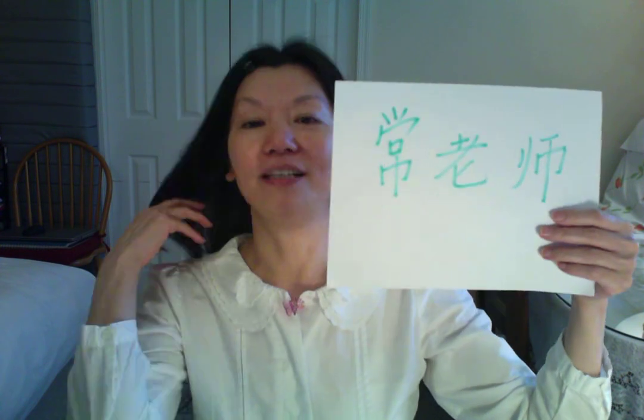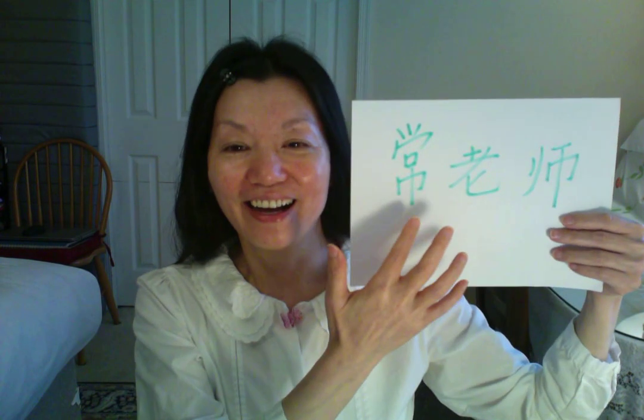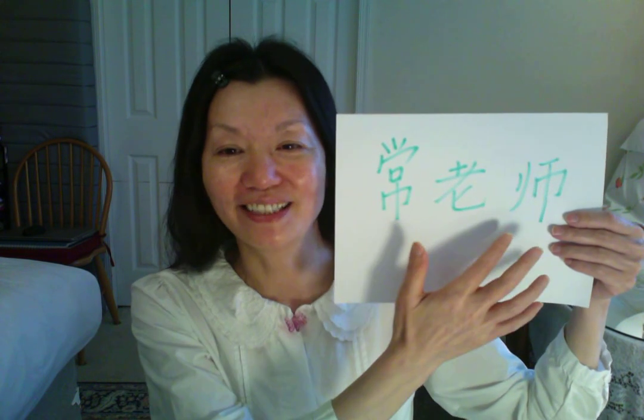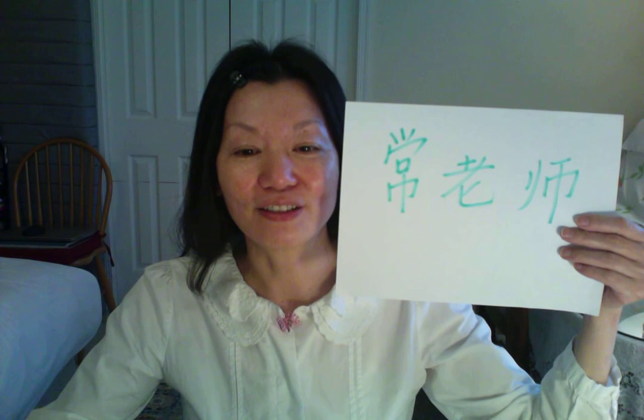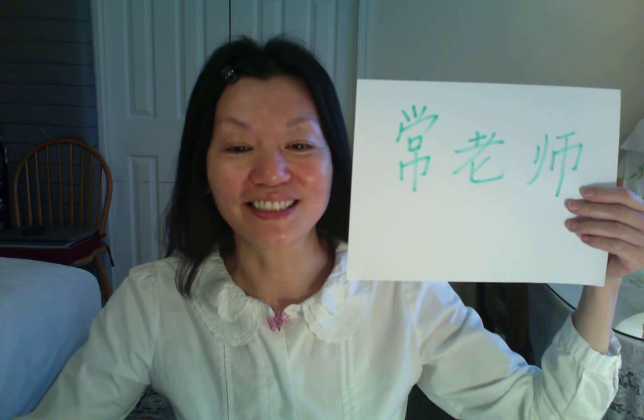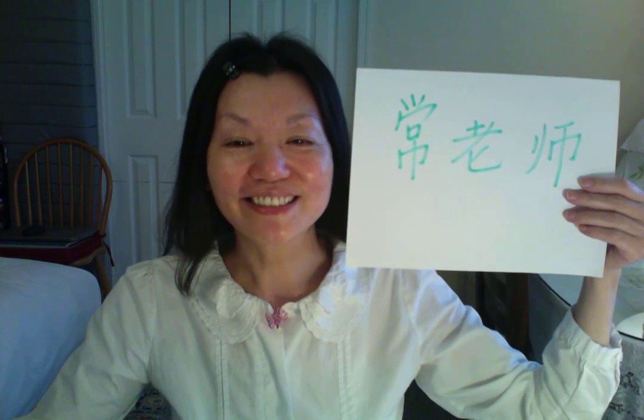Okay, this one is Chinese, how do you pronounce that here? Yeah, your turn. Somebody's last name, right? 常, yeah, the next one here. 老师, one more time. 常老师. In English, 常老师 is Teacher Chang, right? One more time, say Chinese. 常老师.